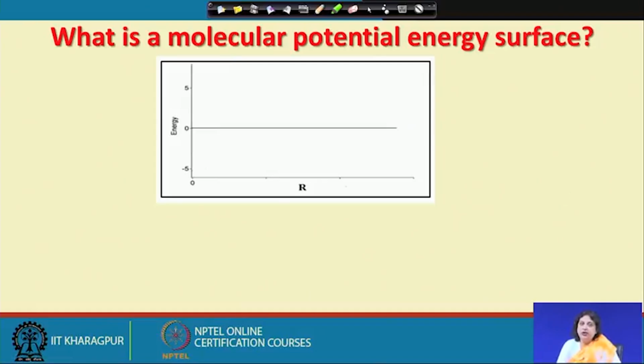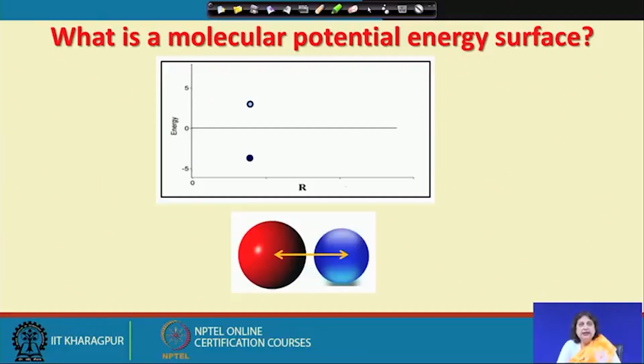So, by solving the Schrodinger equation, we get the energy eigenstates. Let me say that I fix a particular molecule that I am looking at. It has one atom which is a red atom, another atom which is a blue atom, and the center to center distance is given by capital R.